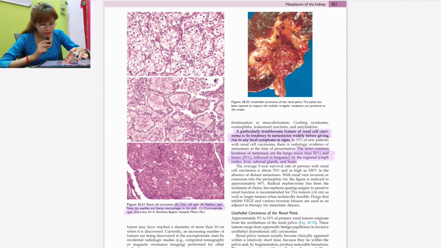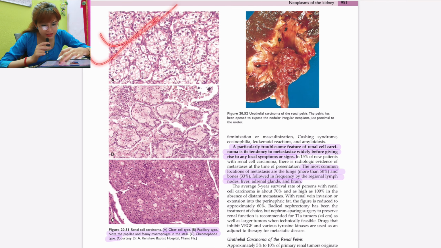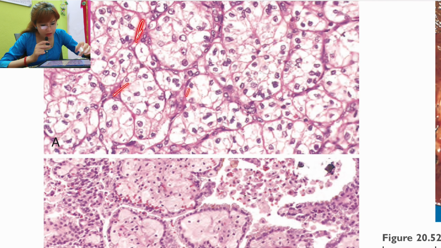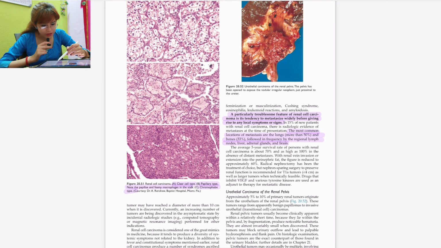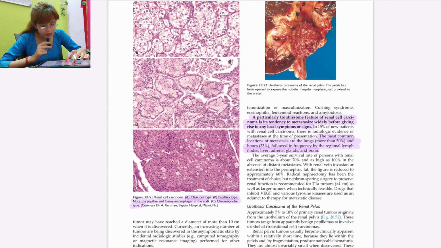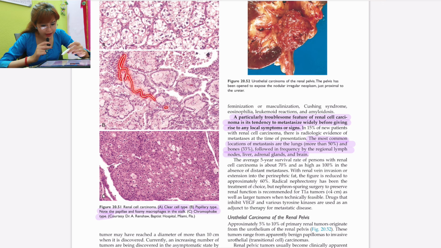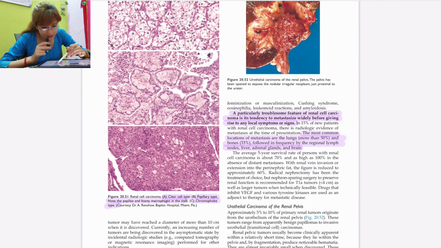So now just look at this image. This is the clear cell type. You can see this delicate vasculature in between, and the cells which are very clear. And number two, you can see here, this is the papillary type. You can see these papillary projections. And these foamy macrophages you can also see.